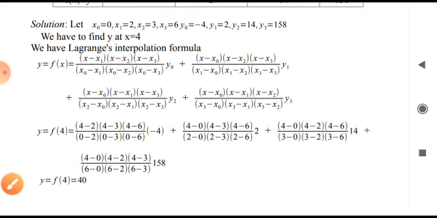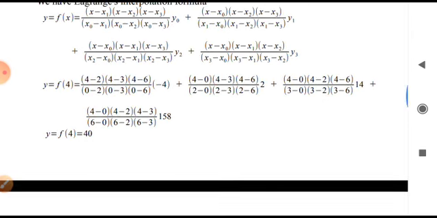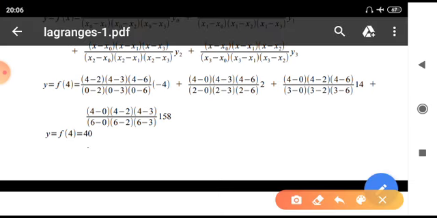plus last term, x minus x0, 4 minus 2, x minus x1, 4 minus 3, x minus x2, 4 minus 6, whole divided by x3 minus x0, that is 6 minus 0, x3 minus x1, 6 minus 2, x3 minus x2, 6 minus 3, into y3 value, which is 158. So when you simplify, students, we get f of 4 is equal to 40. Therefore, the value of y at x equal to 4 is 40.